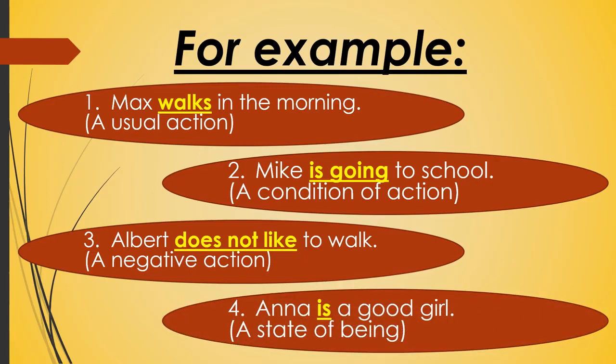Number 4, Anna is a good girl. Here Anna is a subject, girl is an object and is is here the verb. So here you can see in all the sentences the verb is showing different actions. Walks shows a usual action. Is going shows a condition of action. Does not like shows a negative action. Is shows a state of being.